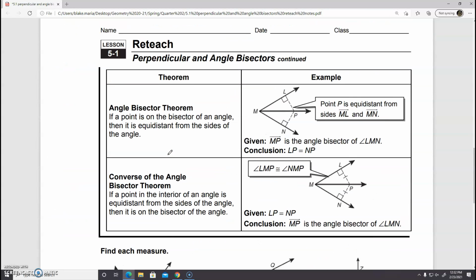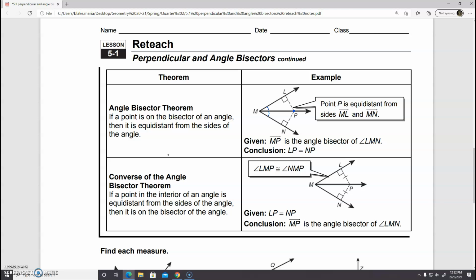All right, last piece. So that was all perpendicular bisectors. And now we're going to talk about angle bisectors, and it's kind of the same deal. If you have an angle bisector, in this case MP is an angle bisector, because it's cutting this angle into 2 equal pieces. Any point on that angle bisector should be equidistant to each side. So from P to L should be the same as P to N.